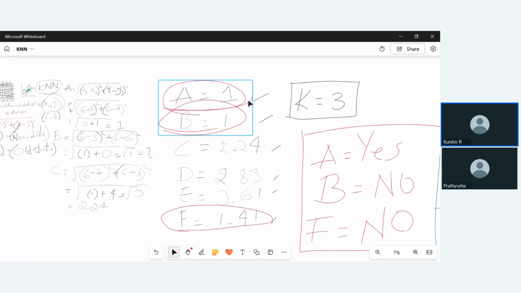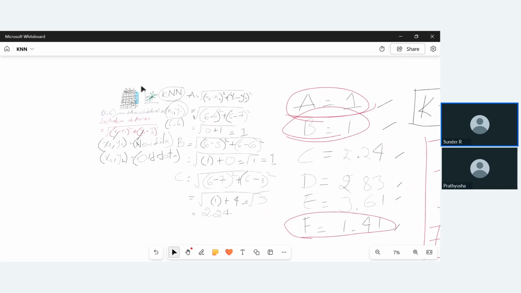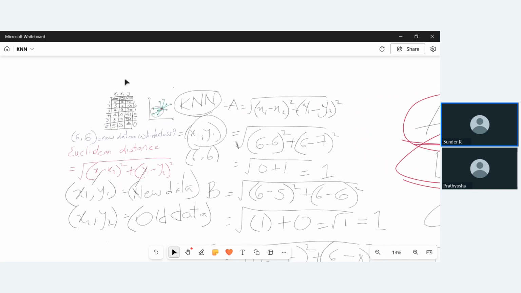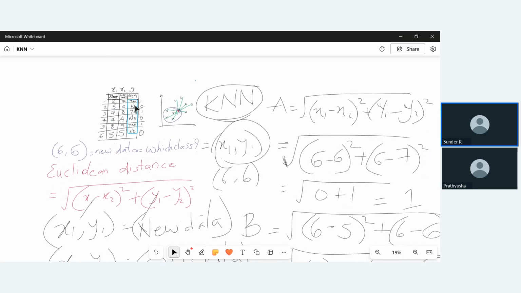Okay. What in case of B? Does he go to the gym? B coordinates are the second one, right? That is 5 comma 6. Is he going to the gym? No, right? So he belongs to the no class, that is the 0th class, isn't it?